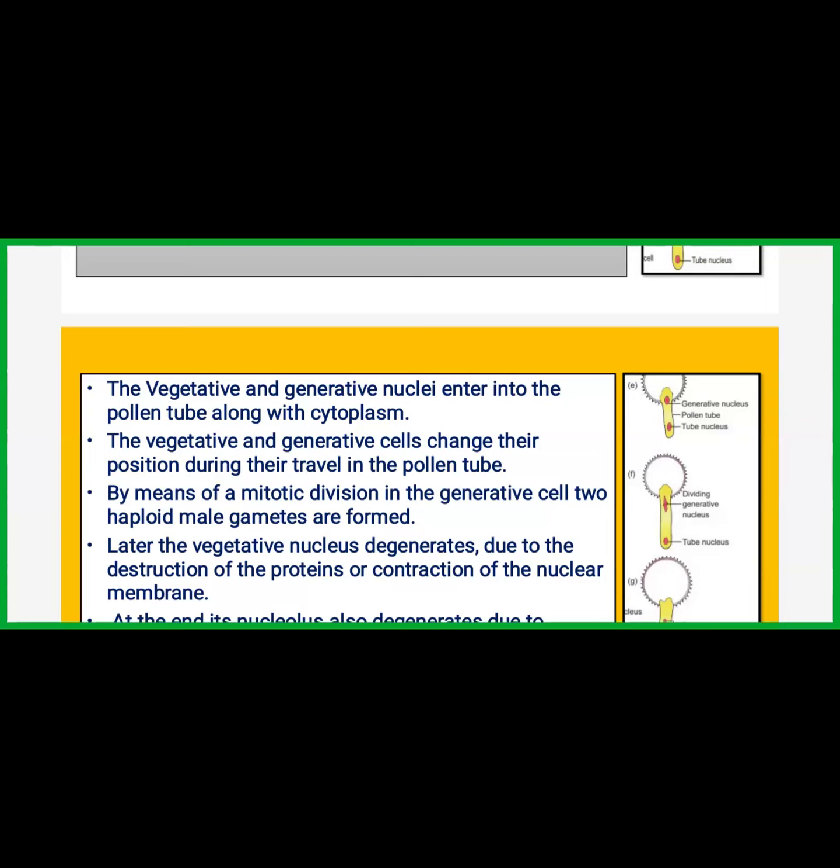Shall I continue with the megasporangium? If you are interested, I am going to the next topic, that is megasporangium.